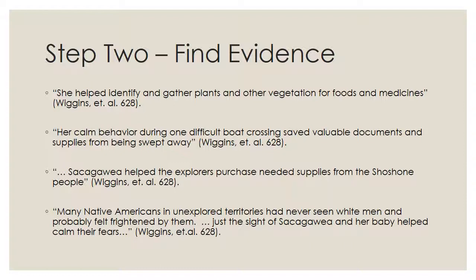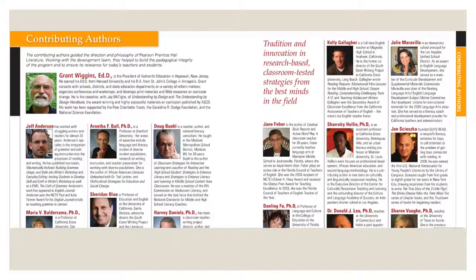Here it says Wiggins et al. 628. If you look at page 628, you will not find any author listed. That means in the textbook, many different people contributed to writing this passage. Here is our contributing authors page. As you see, there are many different authors. It would be insane to try to write every single name down when writing our citation.